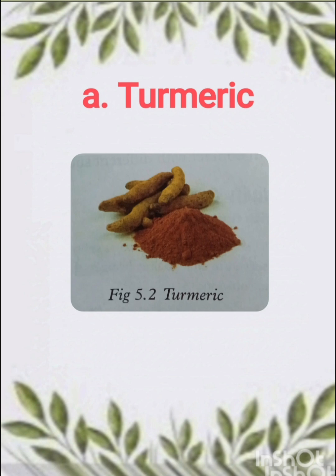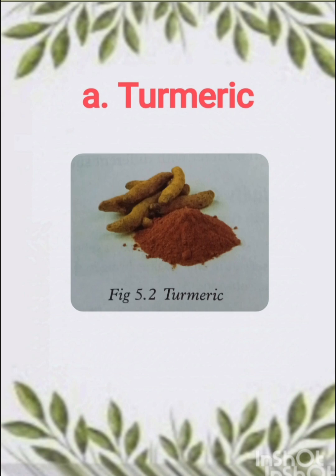First is turmeric. Students, this is a natural indicator that is commonly used in the kitchen. It is a yellow spice which adds color to vegetable curry. Okay, for that we will do one activity. That activity shows how turmeric acts as an indicator.